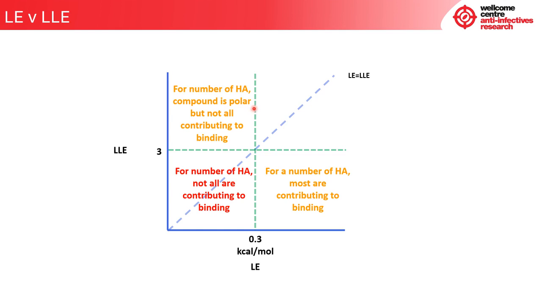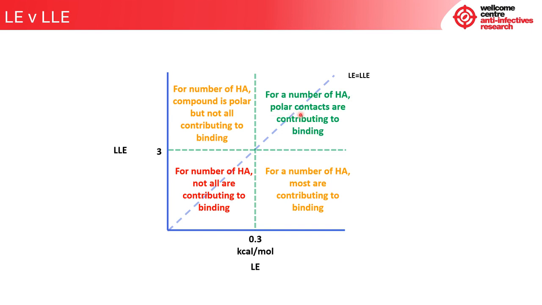The area of the graph that you want to fall in is the top right-hand side, where you have a high ligand efficiency value and a high lipophilic ligand efficiency value. From here you can say that most of the atoms in the molecule are contributing to binding, and with those contributions it is potentially being done through polar contacts.